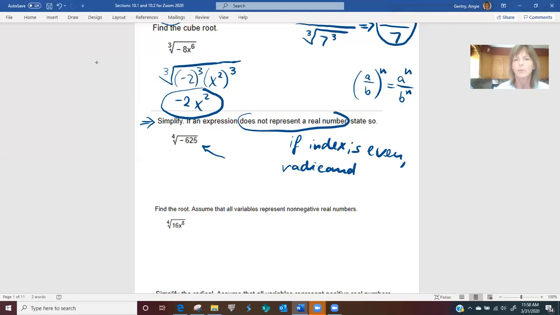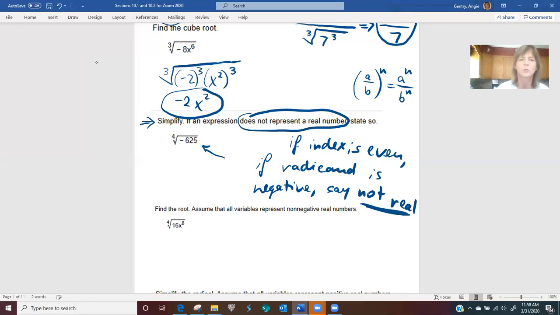So we have to be careful here. If the index is even and the radicand is negative, at this point you would just say it's not real. Later, you will deal with those, and 10.7 will actually do imaginary numbers and complex numbers, but right now, we're just going to say it's not real.